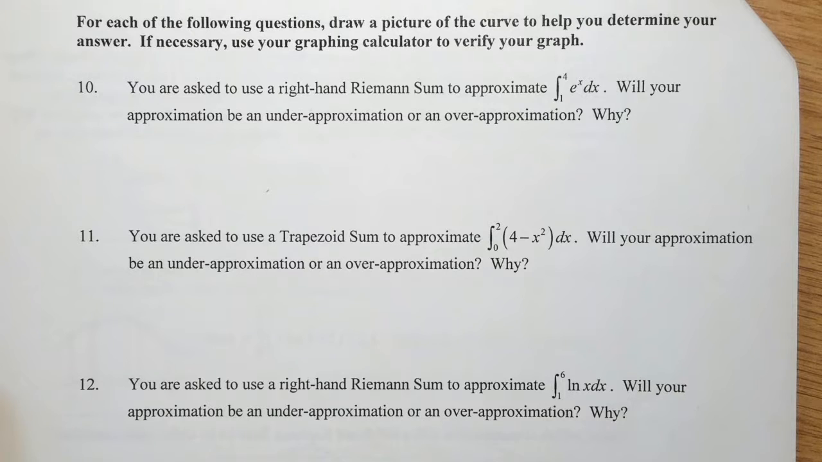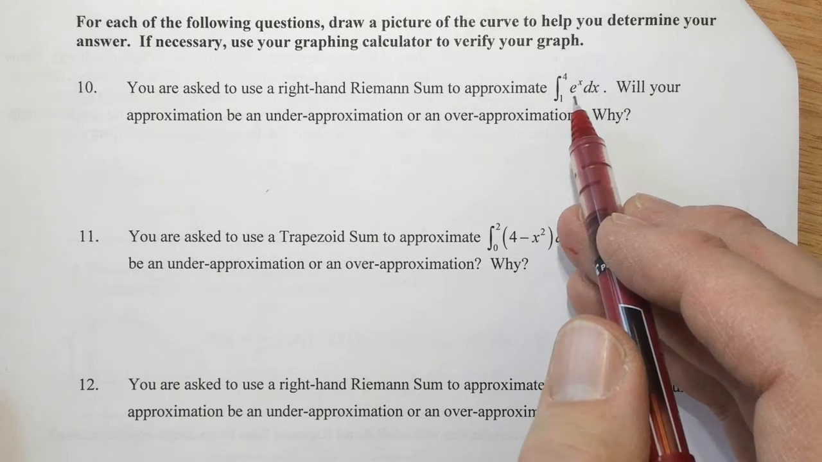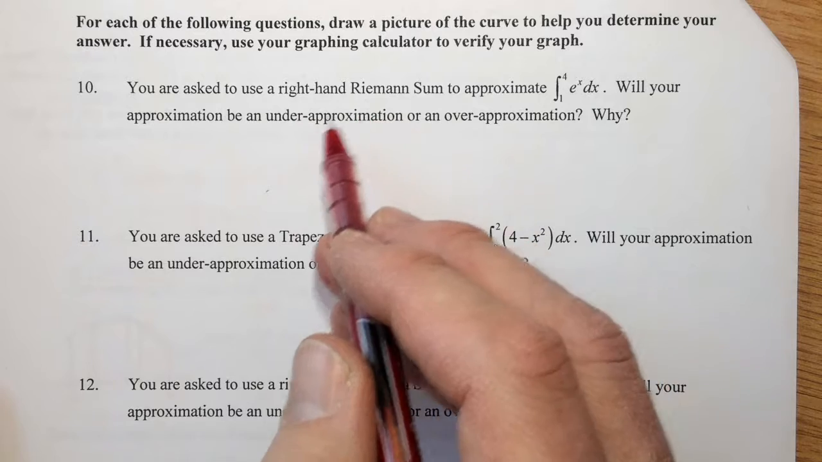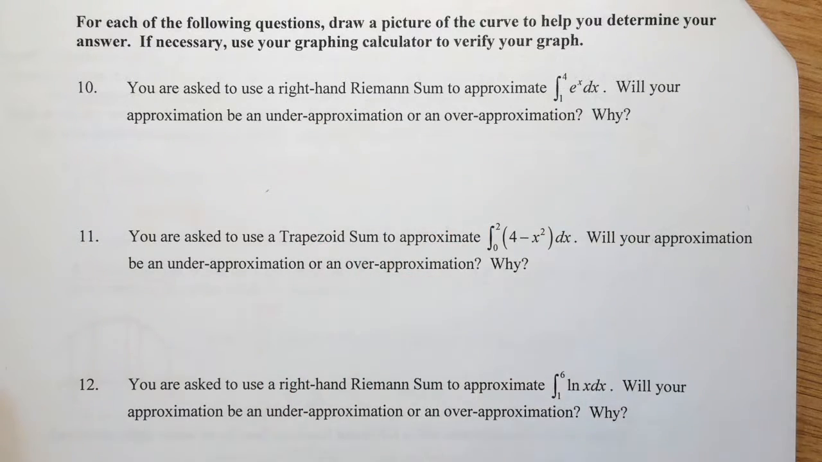As we work our way through these examples on the back side in regards to over and under estimates for our sums, let's use our graphing calculator to help us get these graphs going. The first function is e to the x, and we're interested from 1 to 4, and we want to know if we do a right-hand Riemann sum, will this be an under approximation or an over approximation?